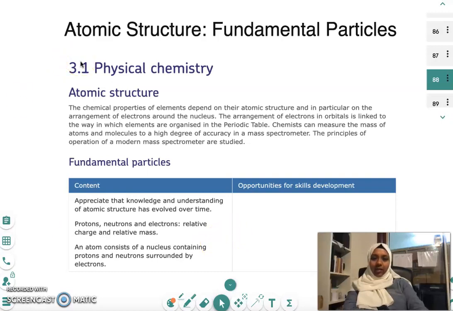My name is Zaynab, and today I'm going to be teaching you a little bit of AS chemistry. It's a small subtopic from the topic atomic structure. The subtopic is called fundamental particles.